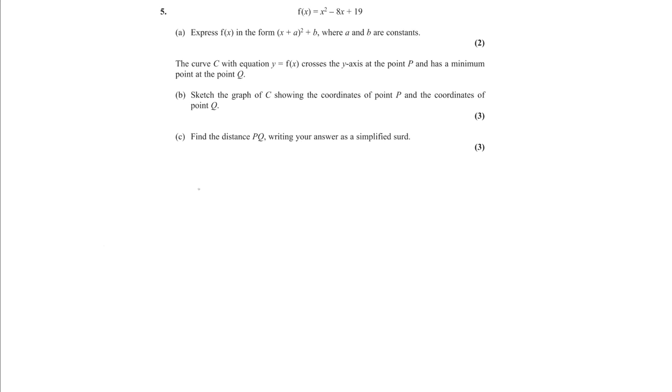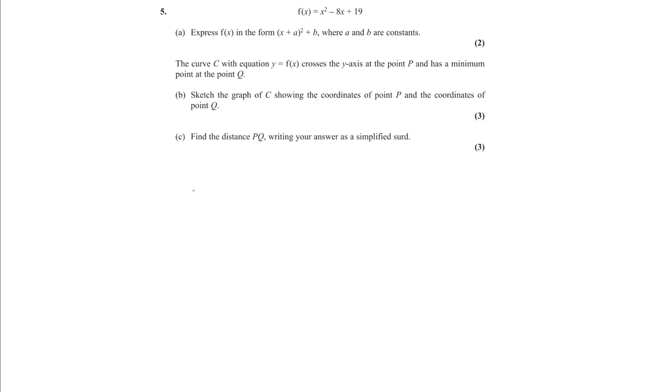So we're looking at question 5 of the Edexcel 2017 C1 paper. Question 5 tells us that f(x) is equal to x² − 8x + 19. Part A of the question tells us to express f(x) in the form (x + a)² + b, where a and b are constants. This is a method known as completing the square.